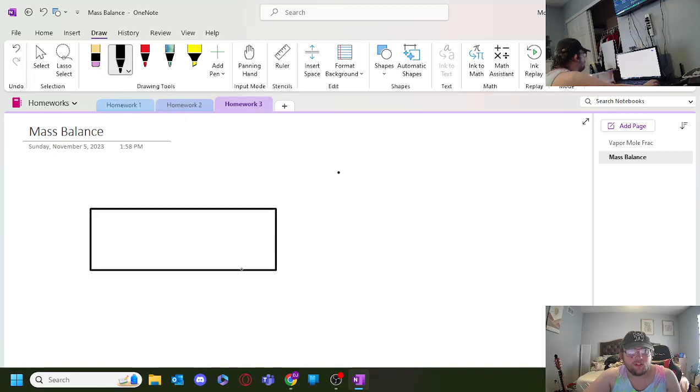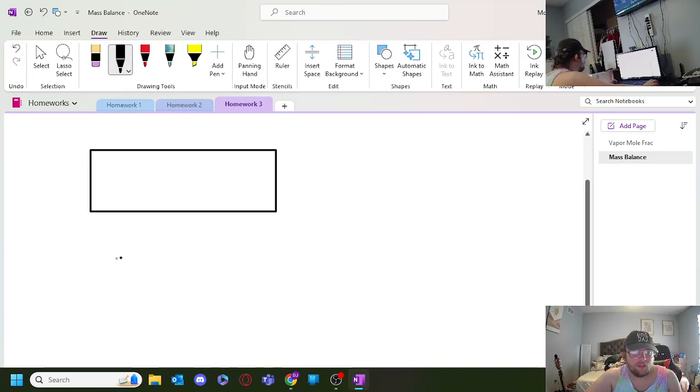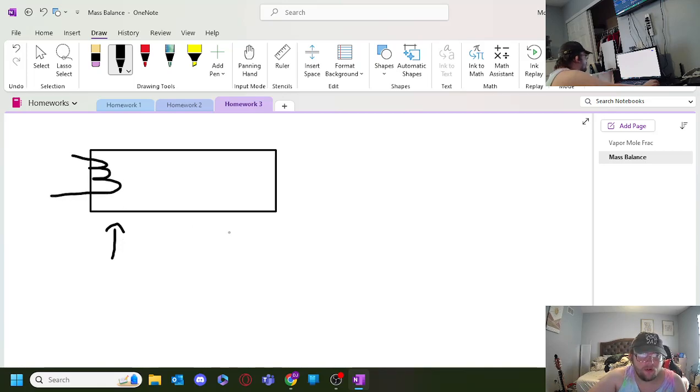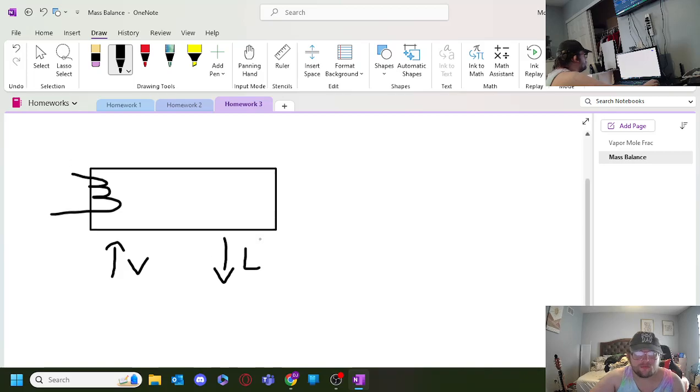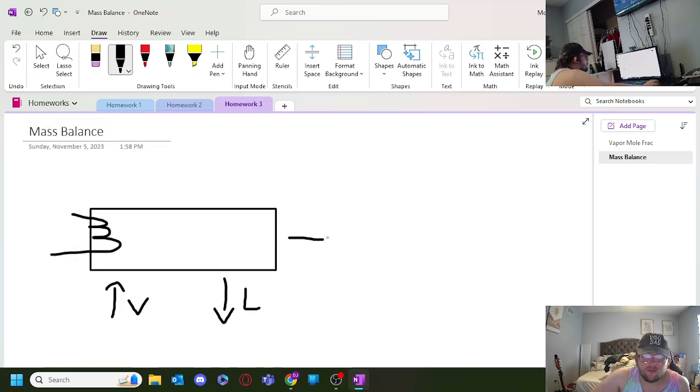So in the condenser, what we got going on is we have a vapor coming in the condenser, and then we have liquid leaving the condenser, and then we also have a distillate leaving the condenser. Remember what I said about this being a total condenser, meaning we don't have any vapor leaving.